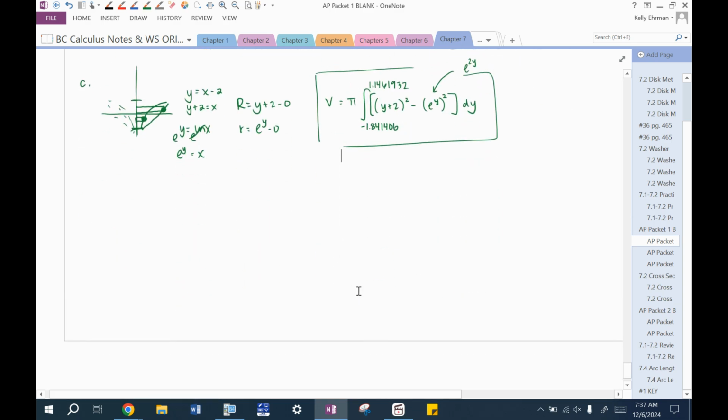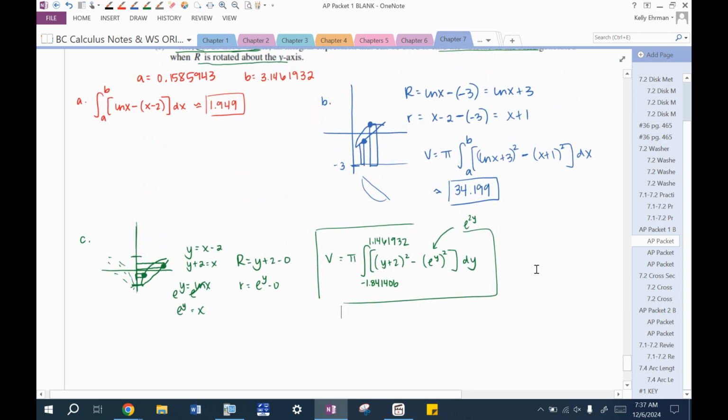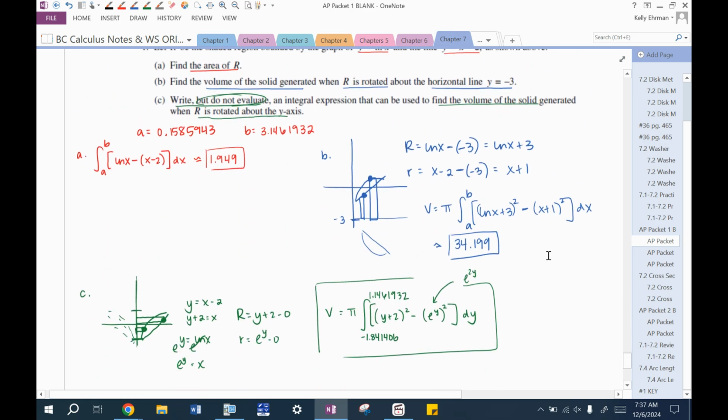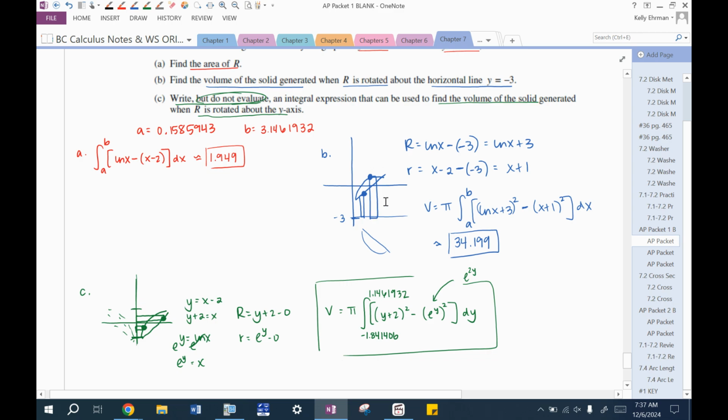All right, that finishes this first AP packet. This one is the longer of our two, but you hopefully are getting the hang of figuring out this washer method, and the pictures are very important. So make sure that you're sketching something to get yourself started.